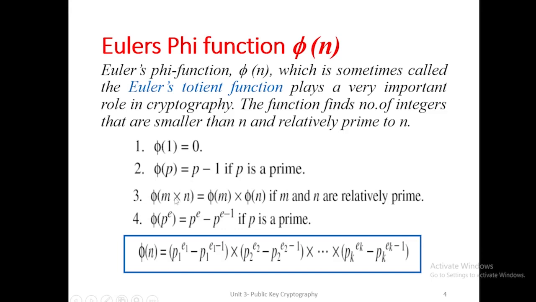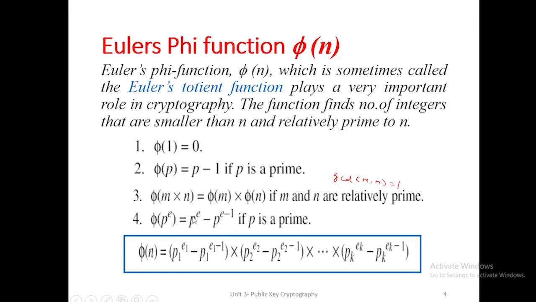Suppose the number is a composite number, that means it contains factors. So pi of m cross n is equal to pi of m into pi of n. In this situation, m and n are relatively prime. If m and n are relatively prime, the GCD of m comma n should be 1. This is the third rule. And the fourth rule: if we are able to write a number in prime power factor, it is described as pi of p power e. The value of pi of p power e is equal to p power e minus p power e minus 1. So these are the 4 basic rules.